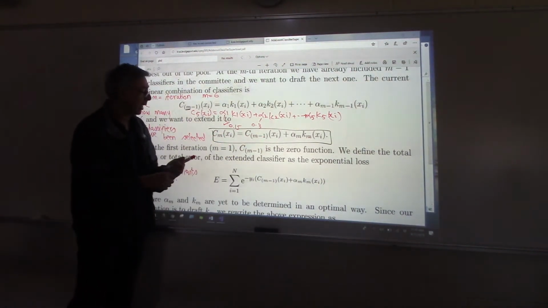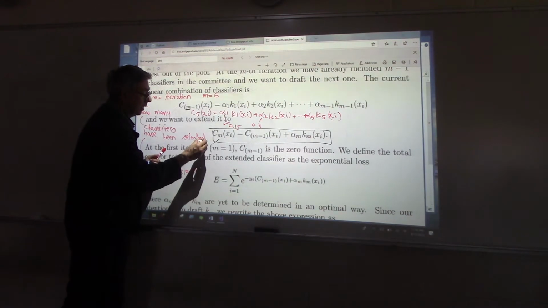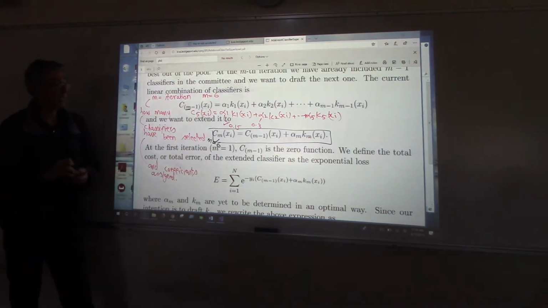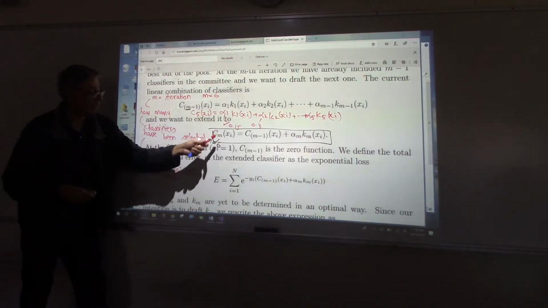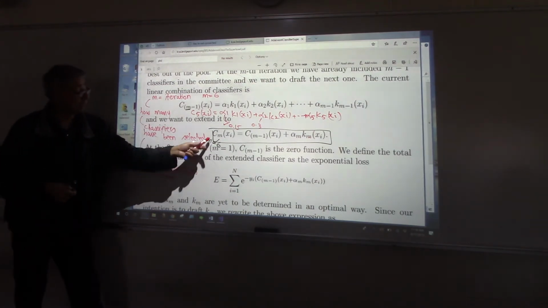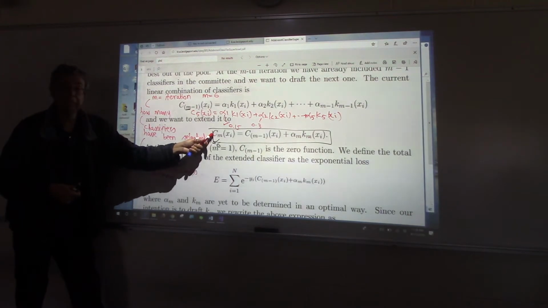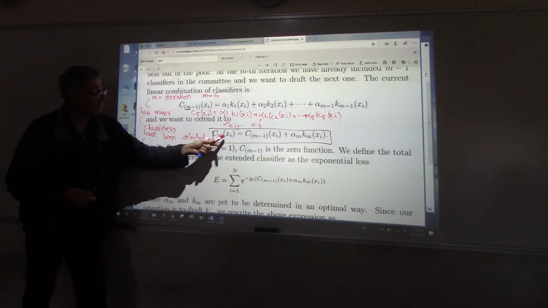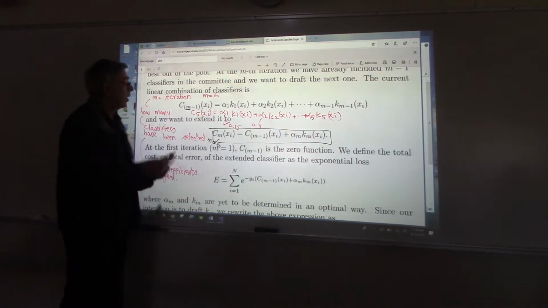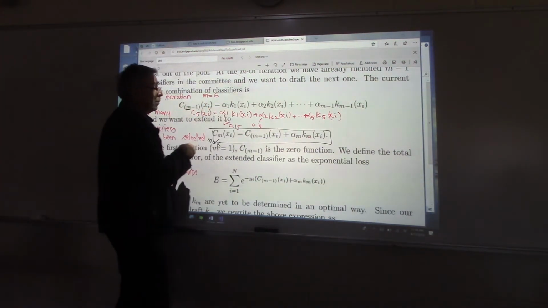Cm minus 1. Again, pick m to be 6 to easily understand it. So that means C6, meaning now we already have 5 classifiers, we are adding the 6th. So the combined result from the 6th, that's what we call C6. C6 of x of i will be C5 of x of i plus... But C5 was already this whole expression over here.